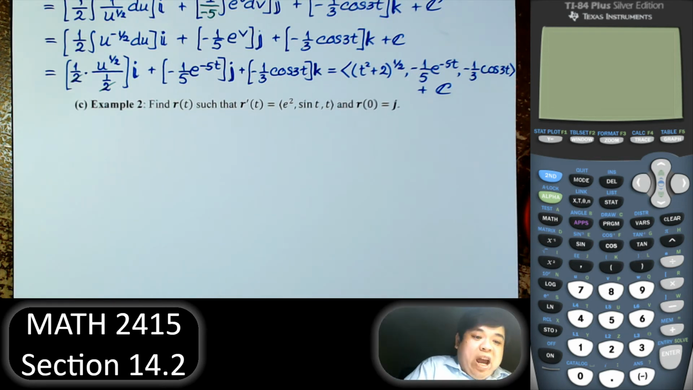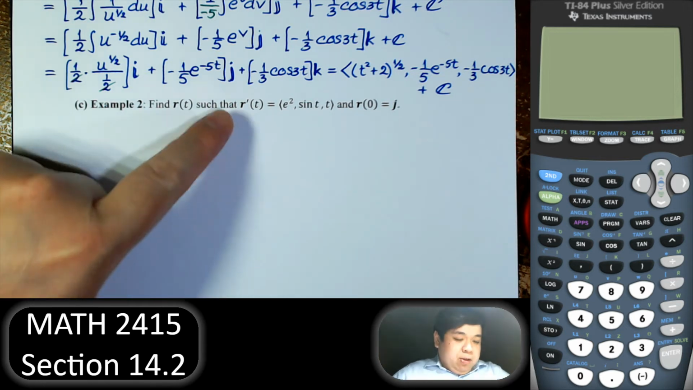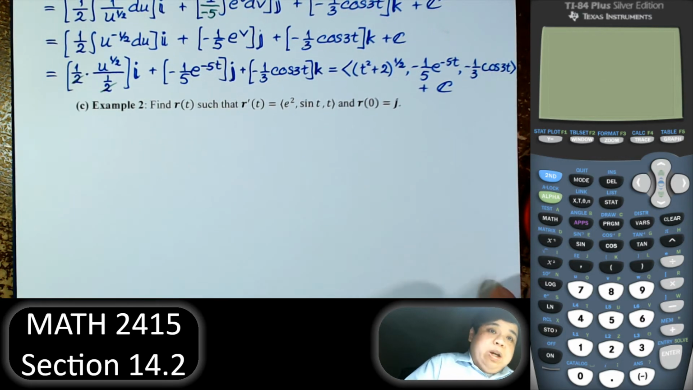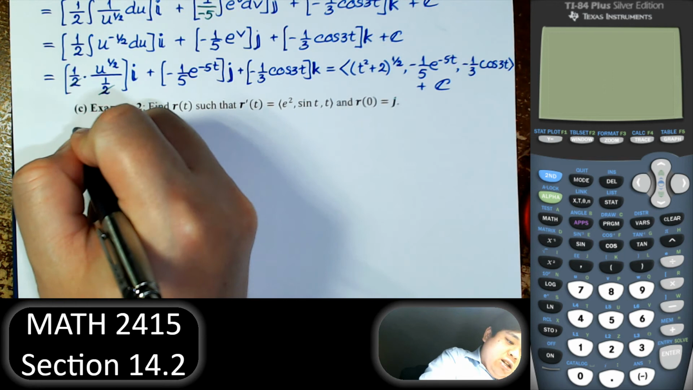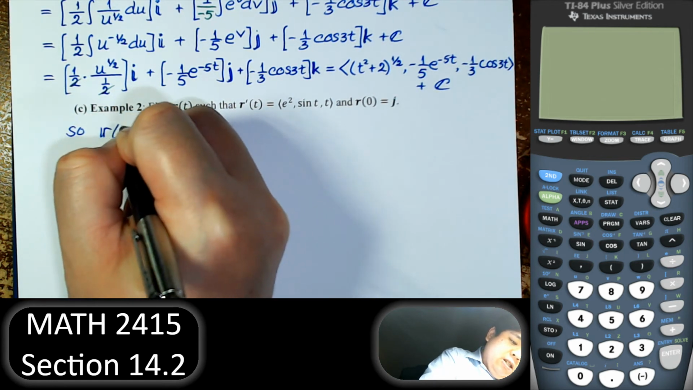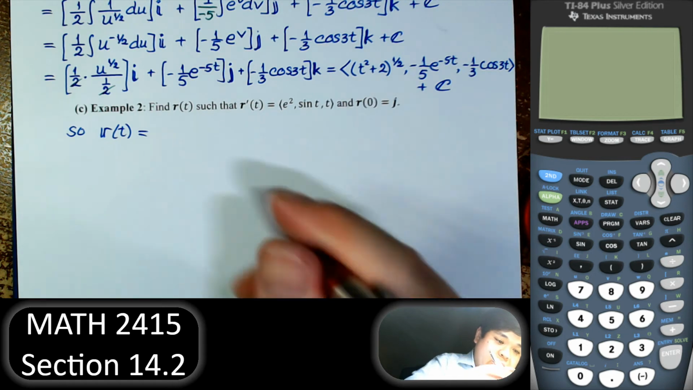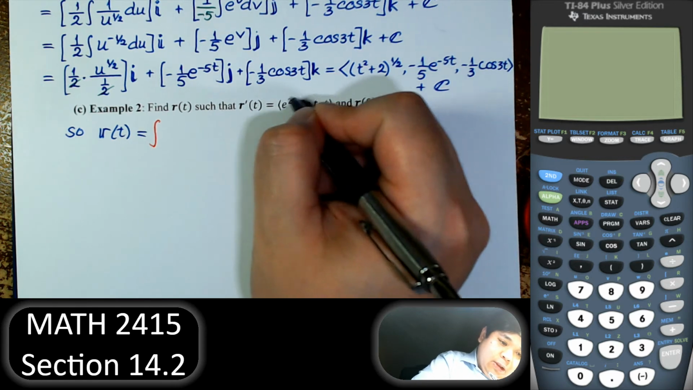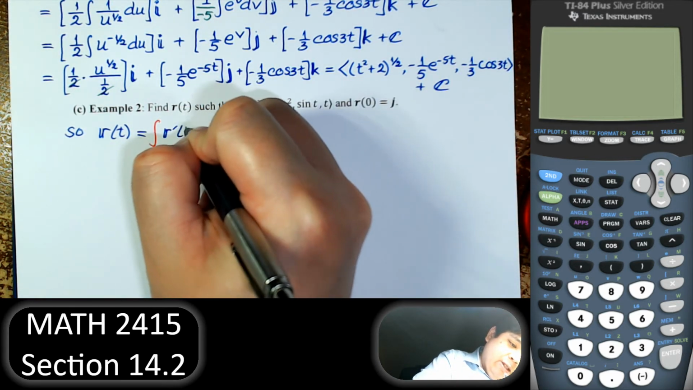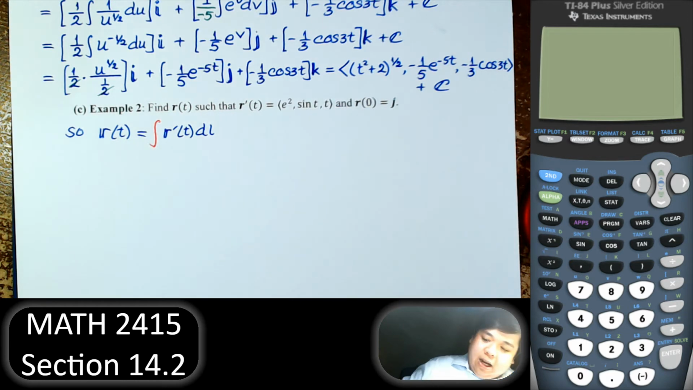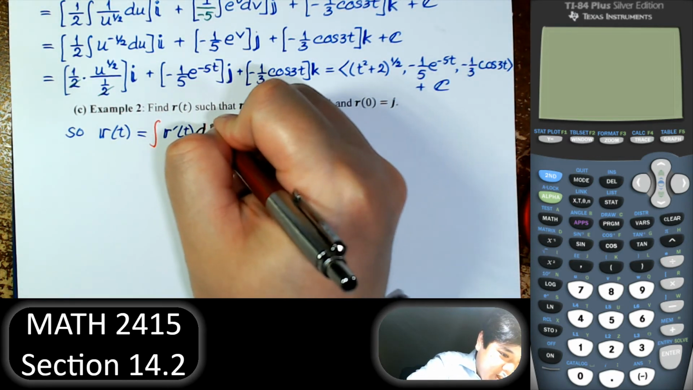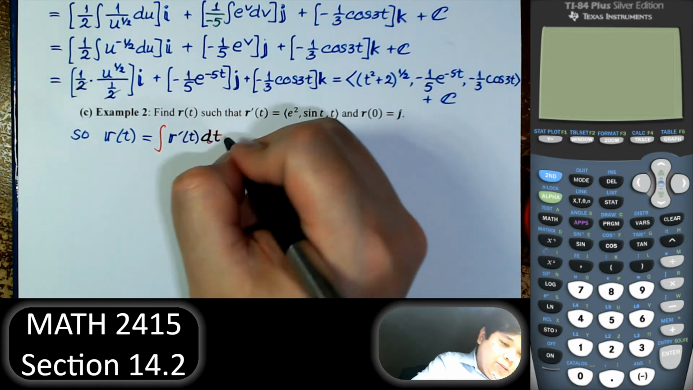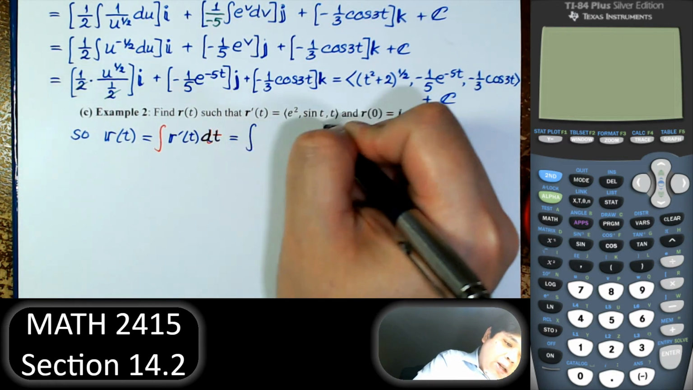Next we have a couple, actually two, of what we call initial value problems. What we do is, if we have the derivative, to undo the derivative, we integrate. So r of t is that. To get back to r of t, we will integrate the derivative of r of t, so integrate this.